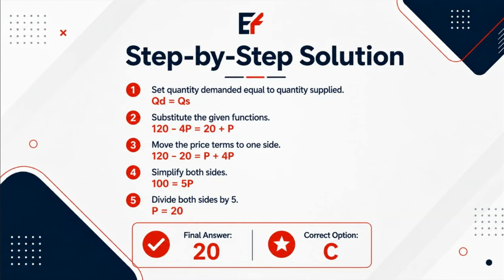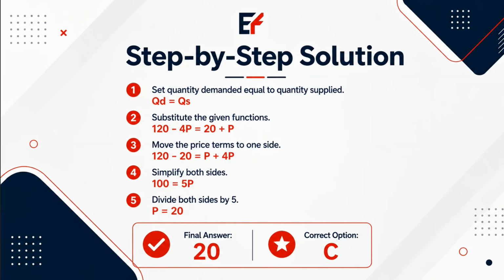Let's solve it step by step. At equilibrium, quantity demanded equals quantity supplied. So we set 120 minus 4p equal to 20 plus p. Next, move the p terms to one side and the numbers to the other side. 120 minus 20 equals p plus 4p. That gives 100 equals 5p. Divide both sides by 5 and p is 20.